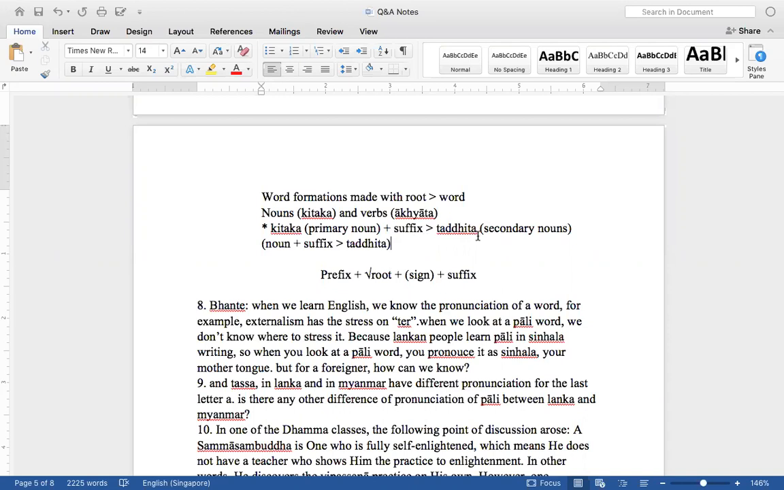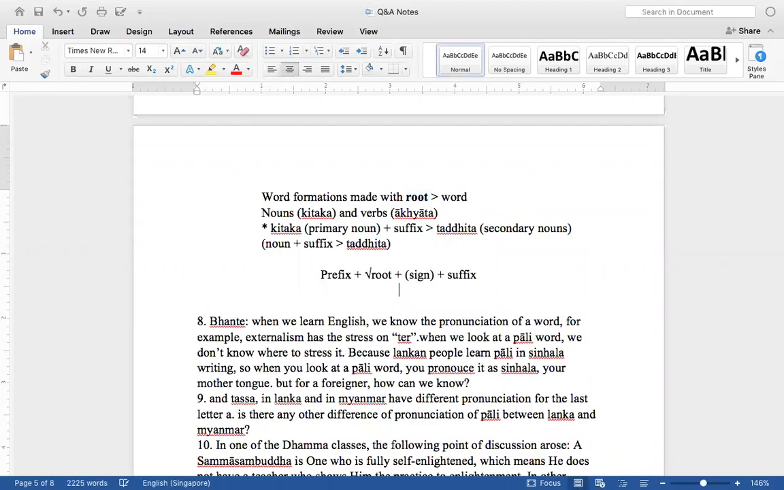So out of a noun, you can make more nouns. But a kitaka has to be connected with a root. Kitaka is always a primary noun. Once the primary noun is made, it is not a root anymore. It's a noun, and that noun can be changed into further nouns. There is no problem. So the word formation we are talking about here is about primary nouns and verbs.